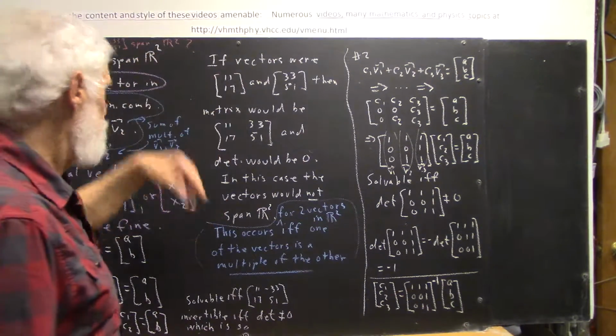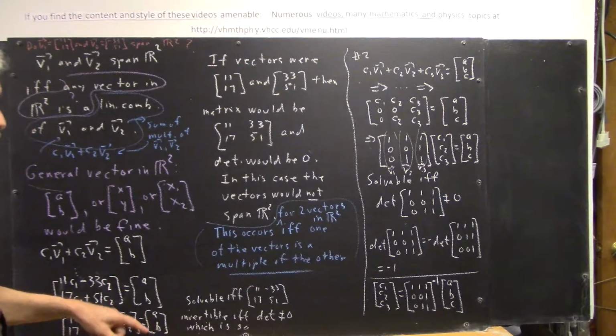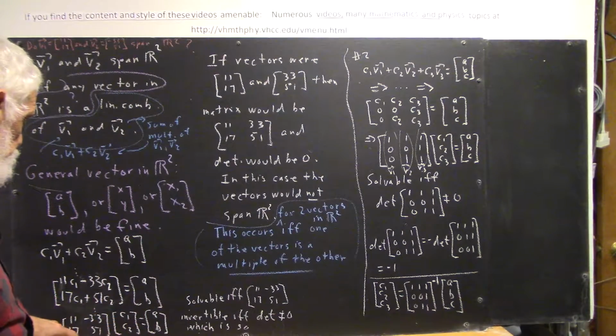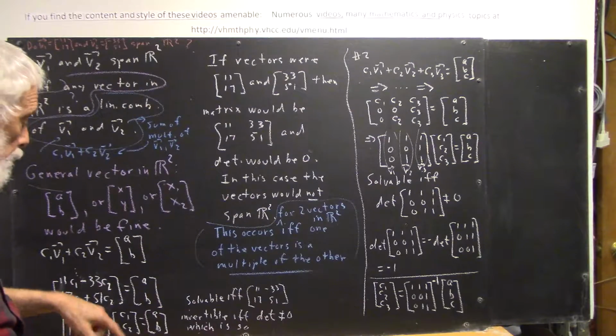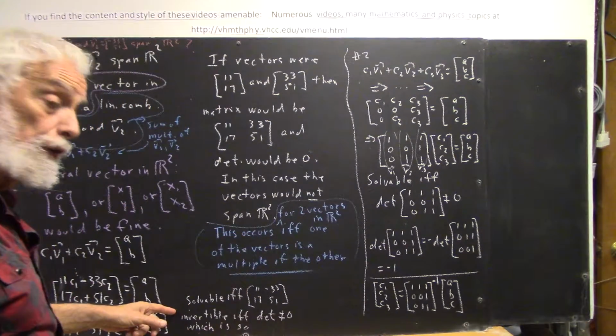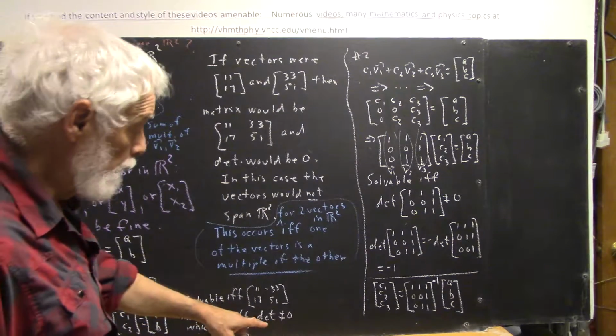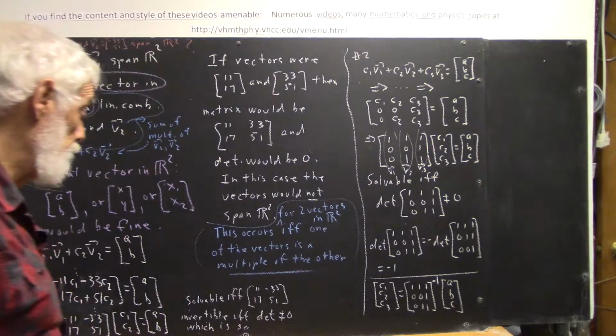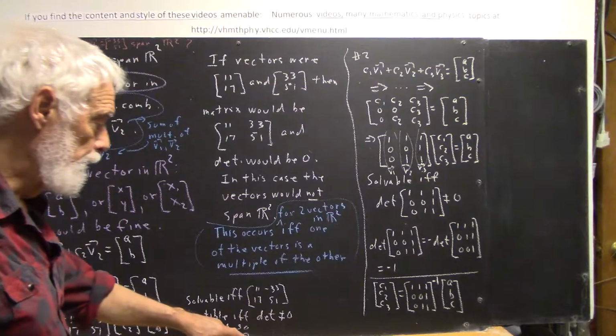Again, for these vectors, this equation is solvable if and only if this matrix is invertible, which happens if and only if the determinant of the matrix is non-zero, and that is so.